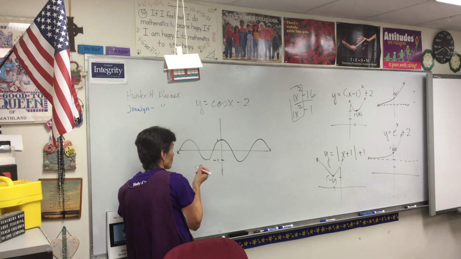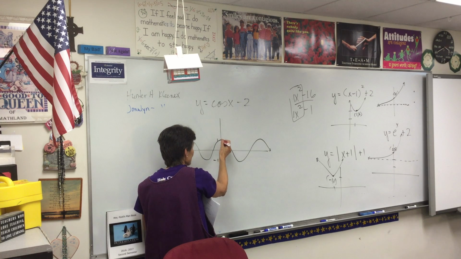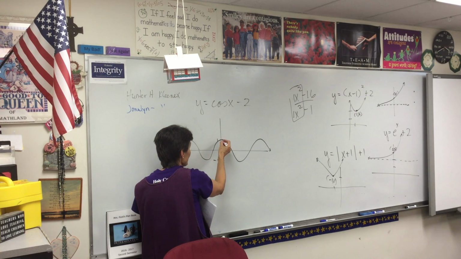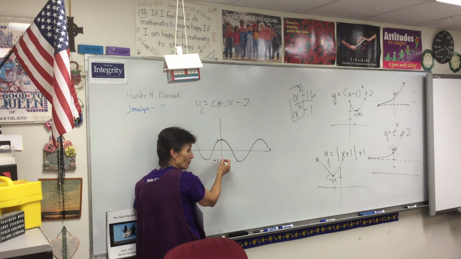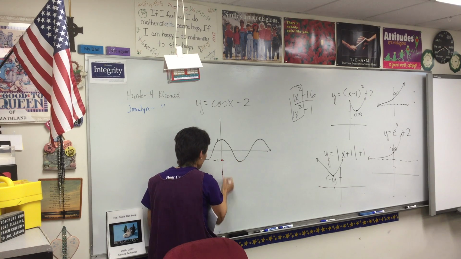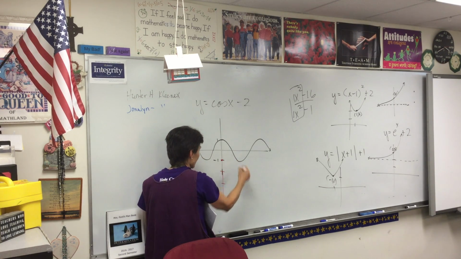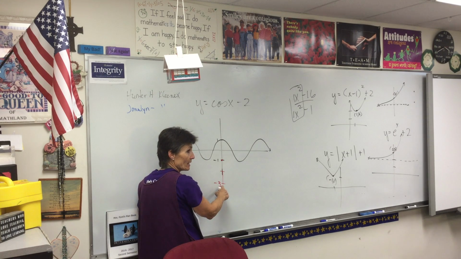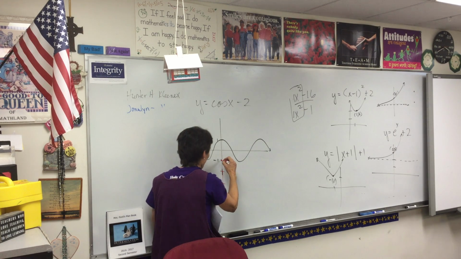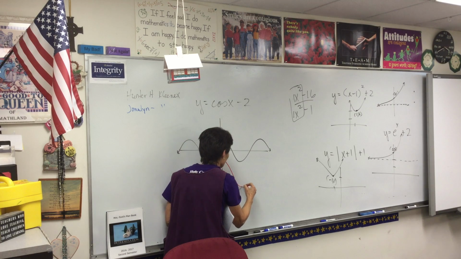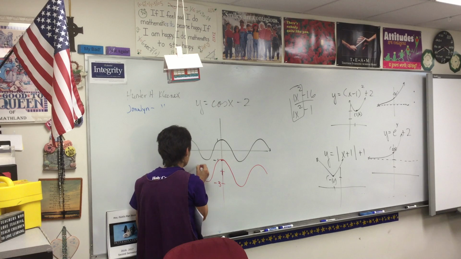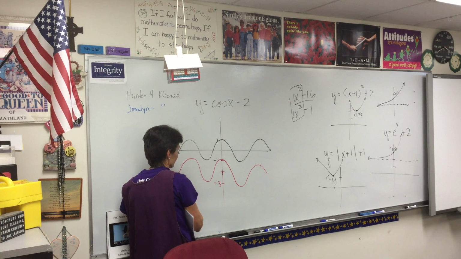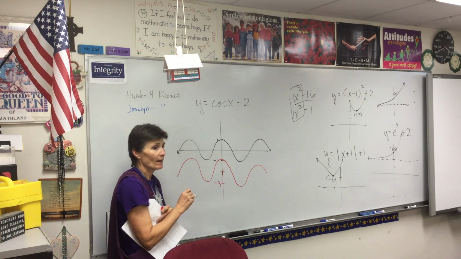Now, I'm going to take everything in that picture and drop it down 2. Right? So what does that mean? If I drop everything down 2, then the high point, which was at 1, is now going to be down here. That's going to be the high point. And the low point, which was at -1, is now going to be clear down here at -3. So this is my cosine. Drop down 2.